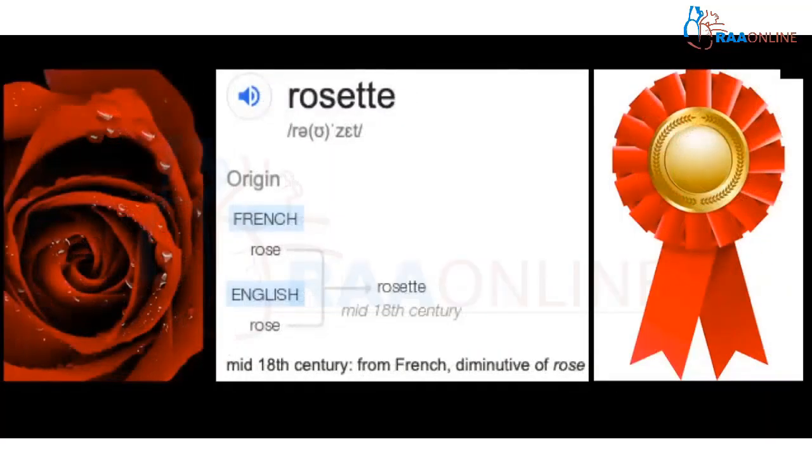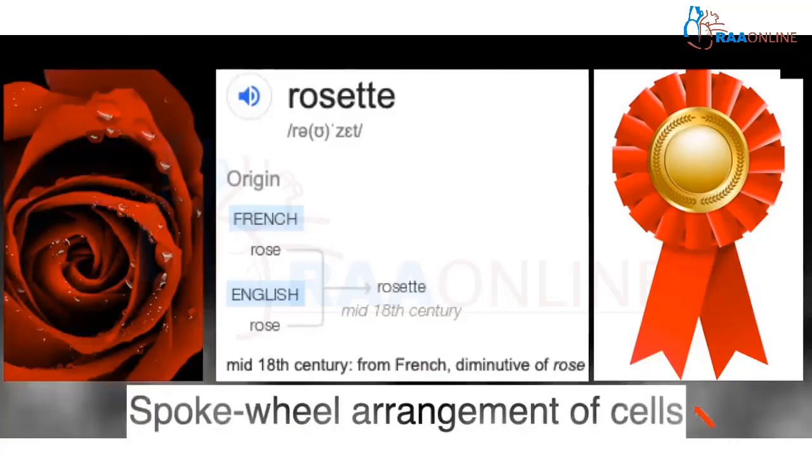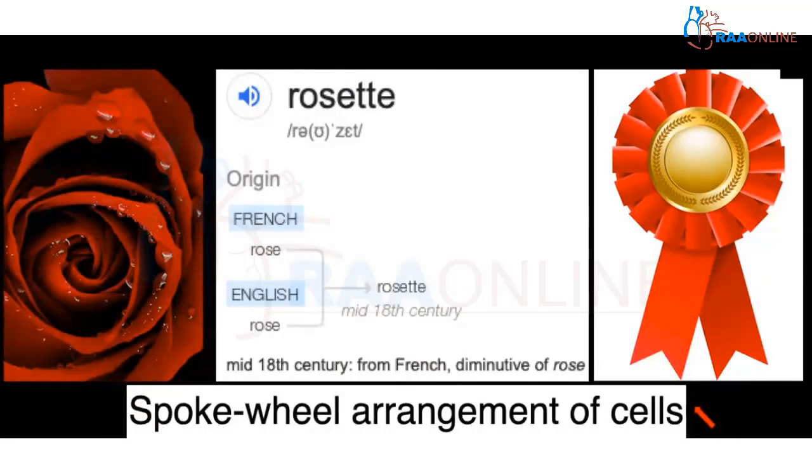According to the English definition, rosette means diminutive of rose, and it is used from the mid-18th century, and the word is derived from French. Even the badges we use for conferences are also known as rosettes. But for the pathology definition, it's a spoke wheel arrangement of cells surrounding a central core or hub. This definition is very important.